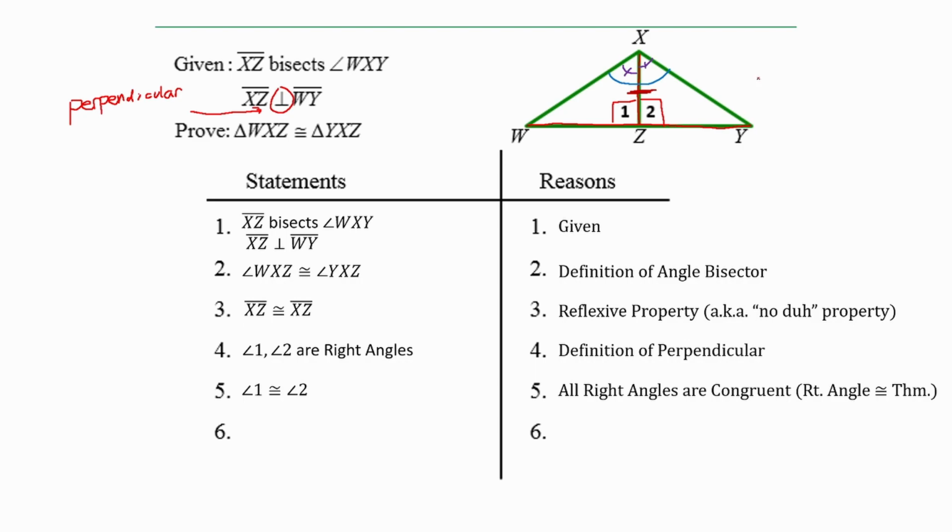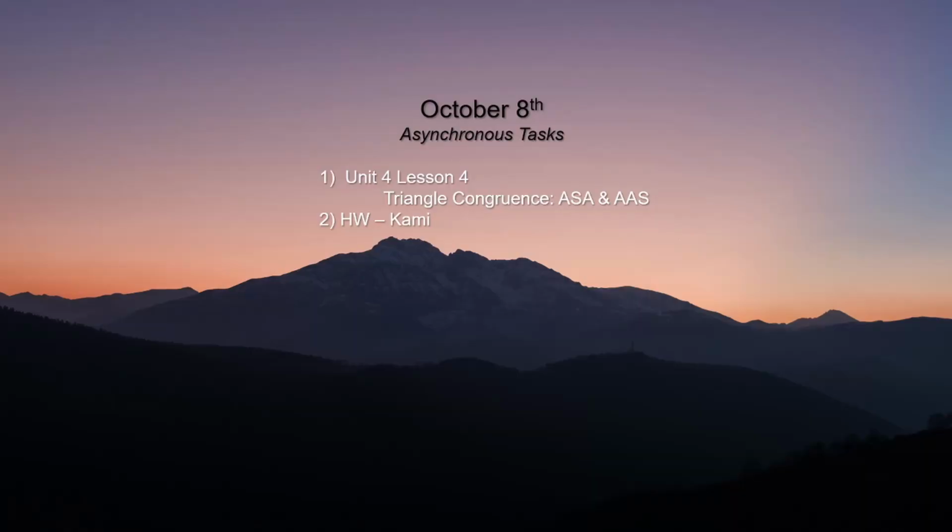And now I can use one of the two congruence theorems that we've talked about so far, and that is the angle side angle congruence theorem. Again, I have two angles, and I have the included side that is part of both of the angles that are congruent. That concludes the video lesson for today.